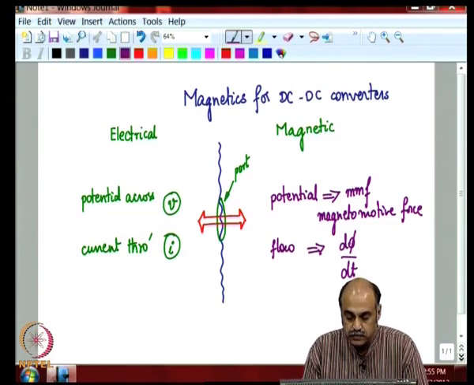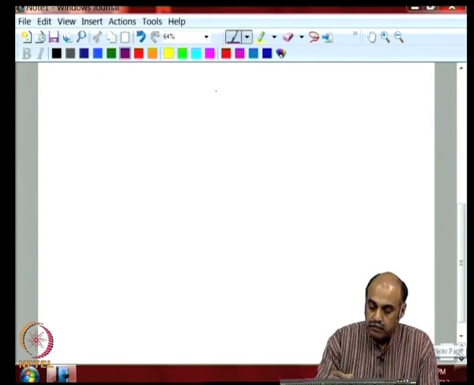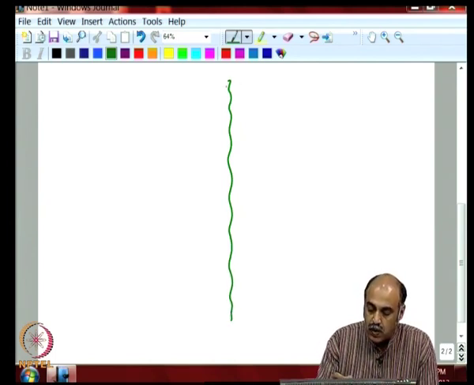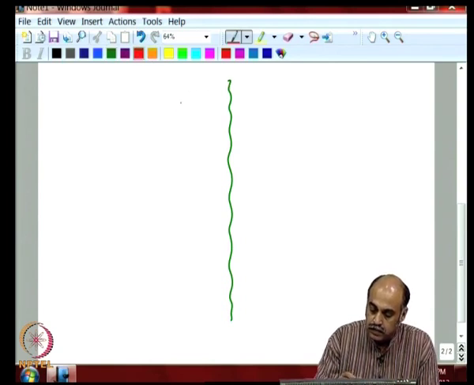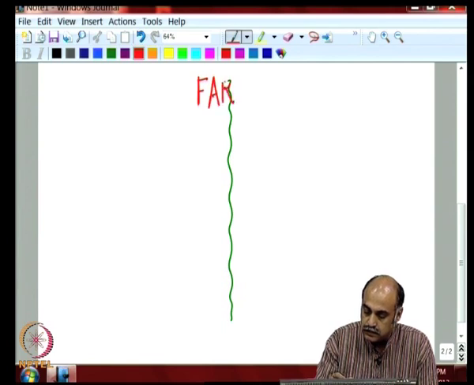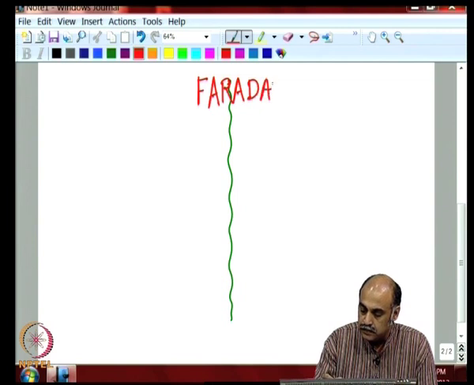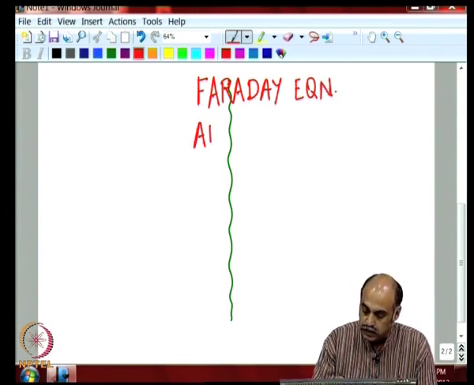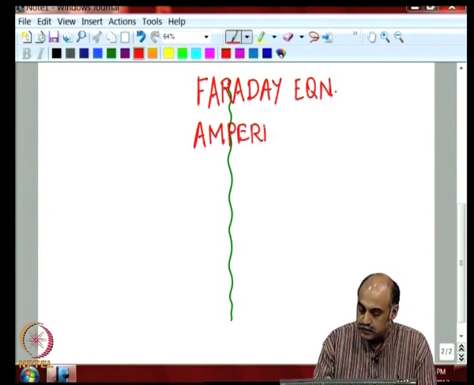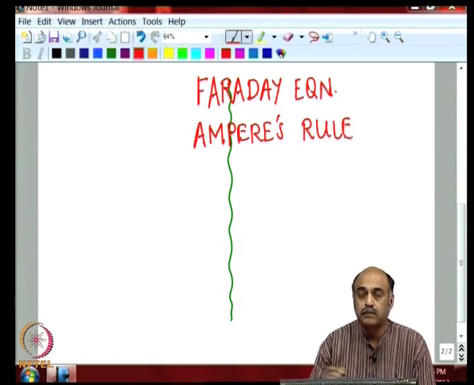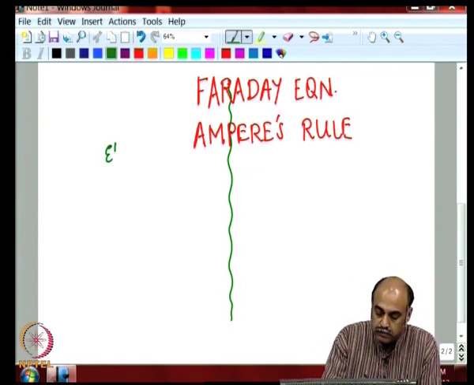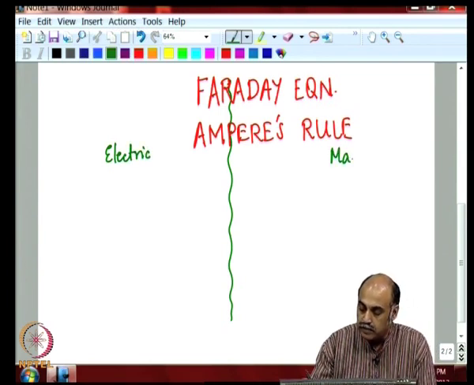Now, these two domains are linked together by two very powerful and fundamental laws, the Faraday's equation. You also have the Ampere's rule or equation. Now, these two important rules, principles, govern the entire interaction between the electric domain parameters and the magnetic domain parameters.